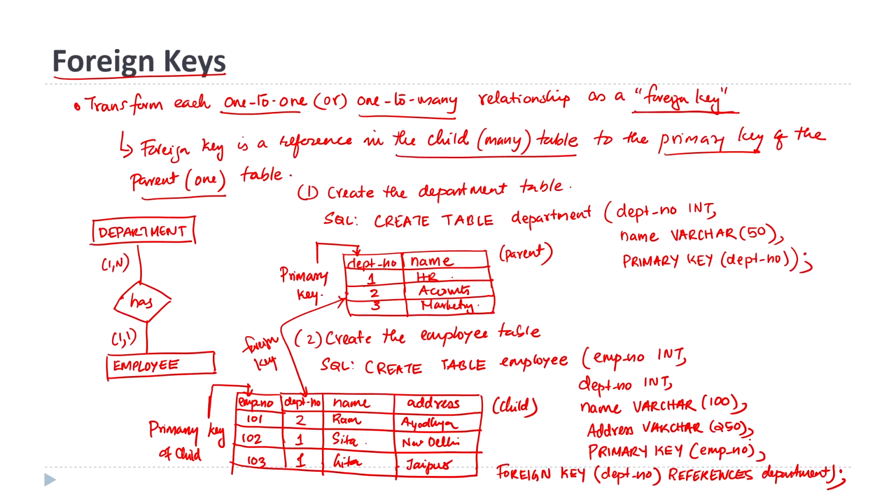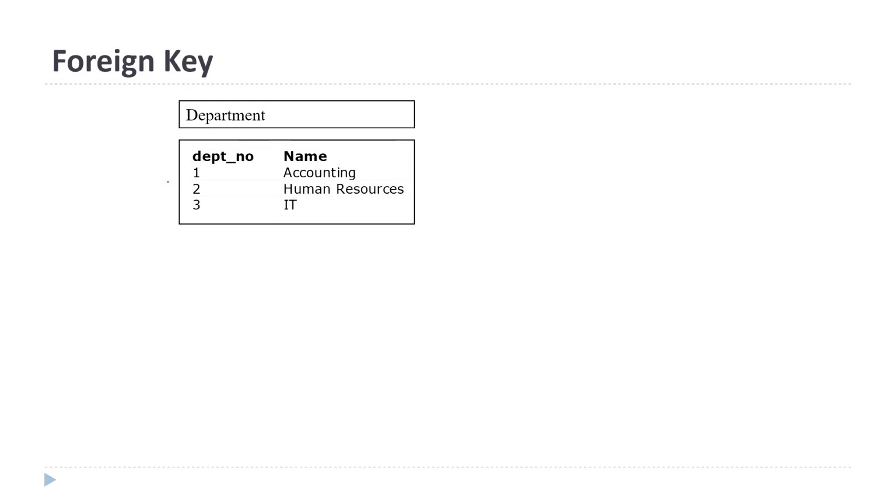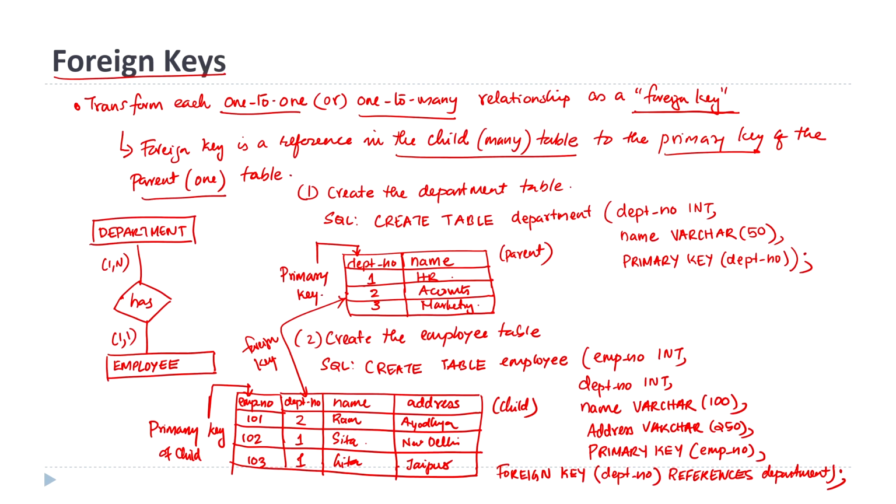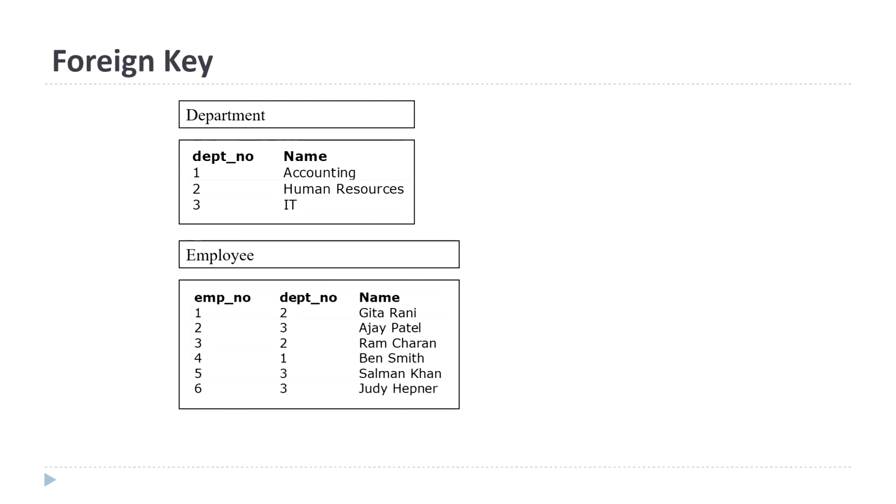So, I have an example. Here is a department table with department number 1, 2, 3. I have department number and department name, as we wrote earlier, because this is the query that we created. And then we have employee number, department number. So, we have Geeta Rani, Ajay Patel, Ram Charan, Ben Smith, Salman Khan, Judy Hepner, that's a different thing. So, you can see that employee number 1, Geeta Rani, works for department number 2.